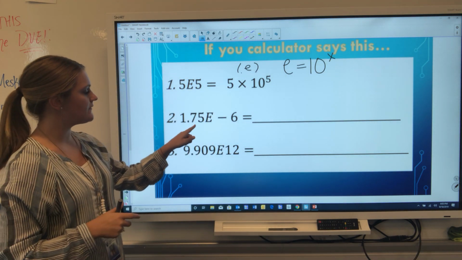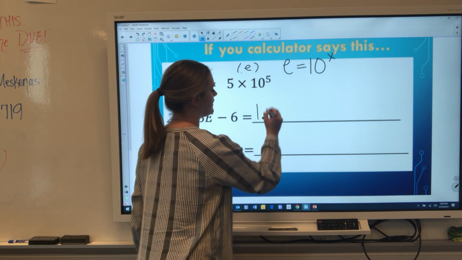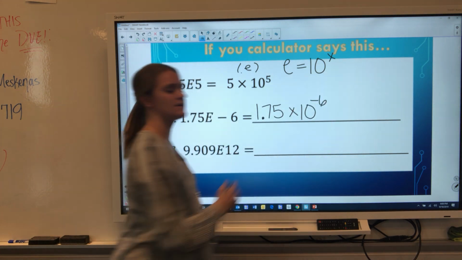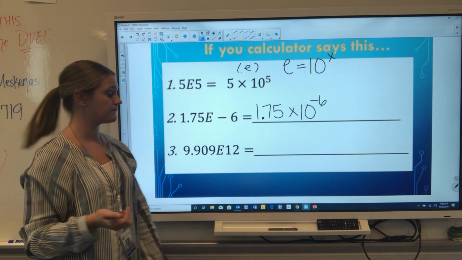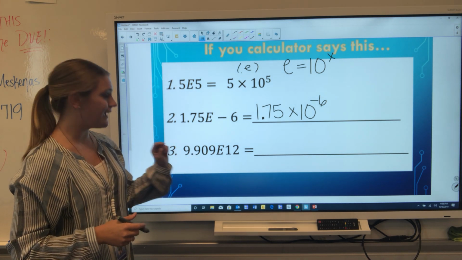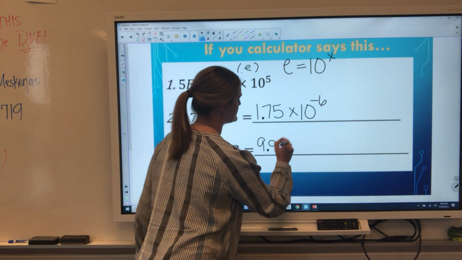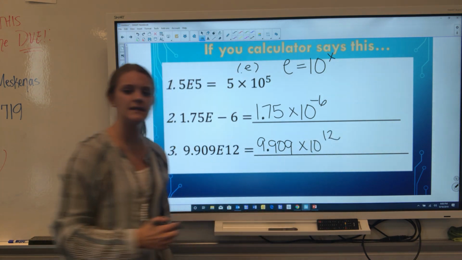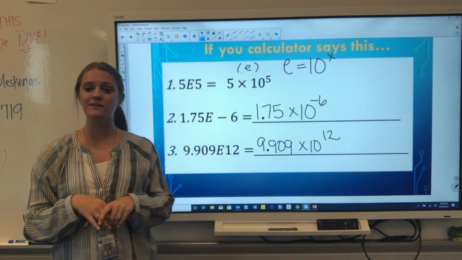So if you saw 1.75 E negative 6, that would be the same as 1.75 times 10 to the power of negative 6. Again, write this somewhere so you don't forget. You never want to just write an E in your answer. All right, if we had 9.909 E12, that would be the same as 9.909 times 10 to the power of 12. So again, that E just represents multiplying by that power of 10. So now that you know what you should expect in your calculator, let's get started.